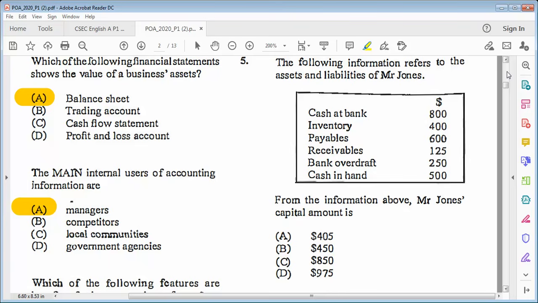So as we said, capital is assets minus liabilities. So $1,825 take away $850, we're left with $975. So our answer is D.